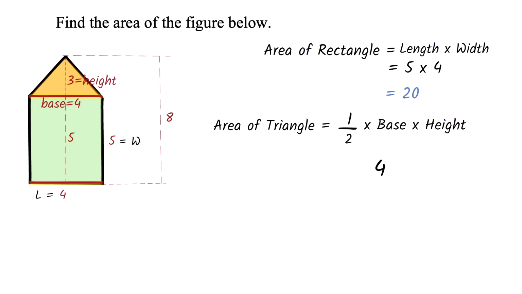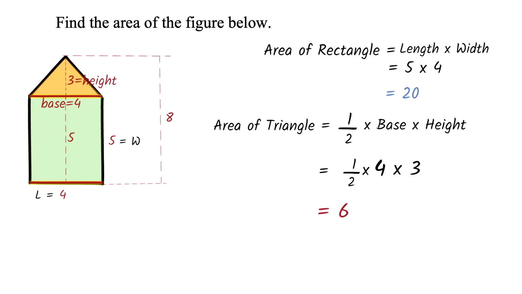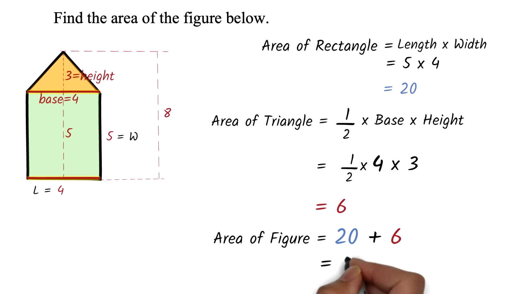We have the area equals half times 4 times 3. We work this out on the calculator to get 6. To find the area of the composite figure, we will just add areas of the two figures. The area of the figure equals 20 plus 6, which gives us 26.